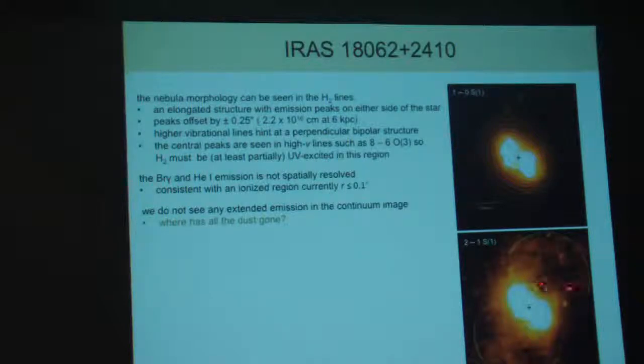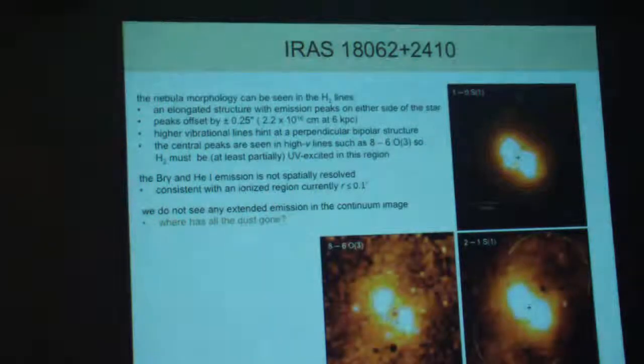If we look at high vibrational states, then the fainter material tends to show up. And it has the implication that it's a bipolar outflow orthogonal to this central torus-like looking structure in the H2 there. This is a very similar structure to another object, 19306-1709, which also shows a toroidal structure in H2. The Brackett gamma and helium-I emission is not resolved in this object, as you'd expect. The radio modelling suggests that the ionized region is currently a radius of less than 0.1 arcseconds, although expanding at about 120 kilometers per second.